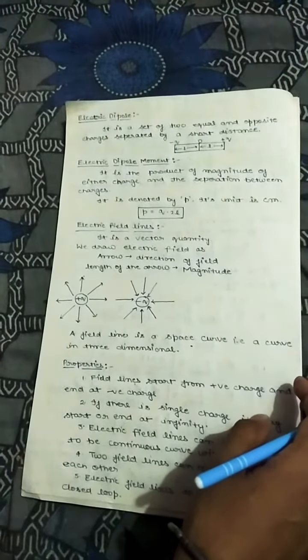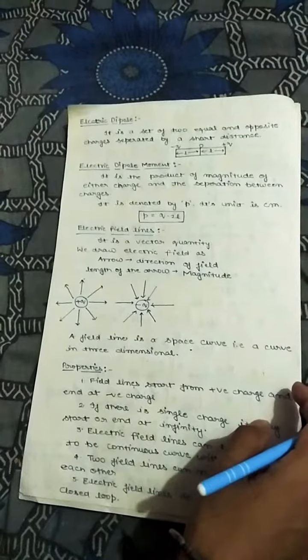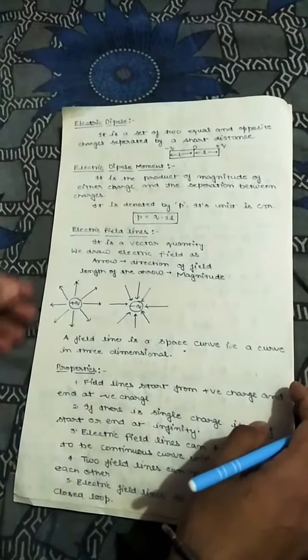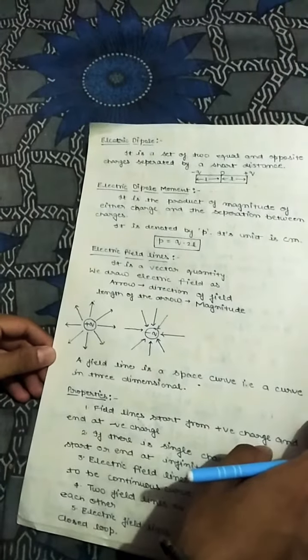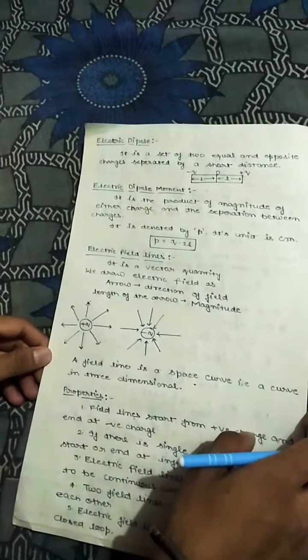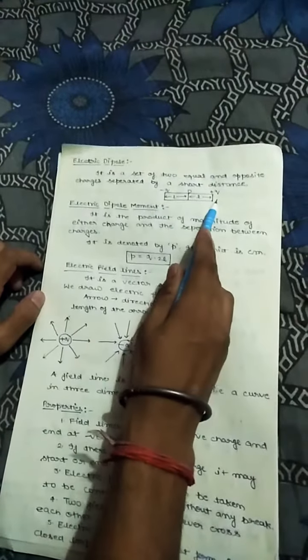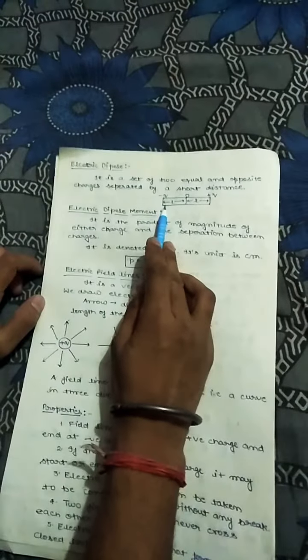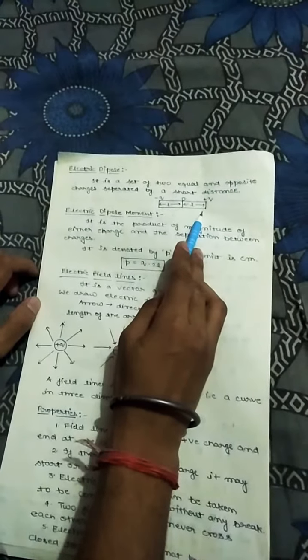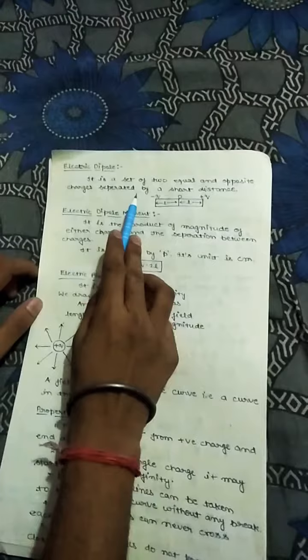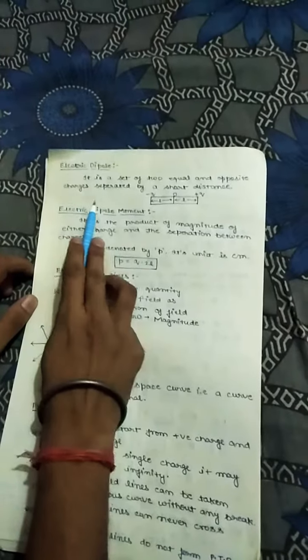Hello students, in the previous lecture we have discussed electric field and electric field due to a point charge. Now further we will discuss electric dipole. What is an electric dipole? Let me tell you, an electric dipole is a set of two equal and oppositely charged particles separated by a short distance.